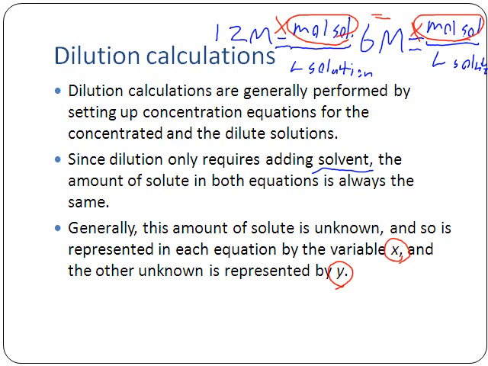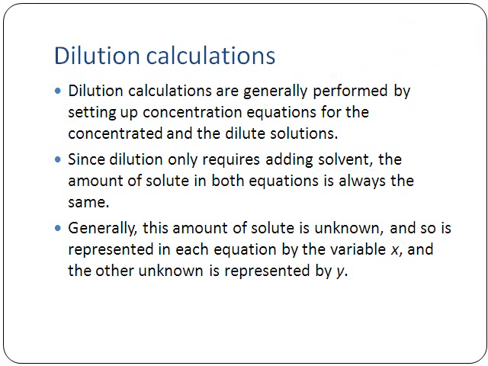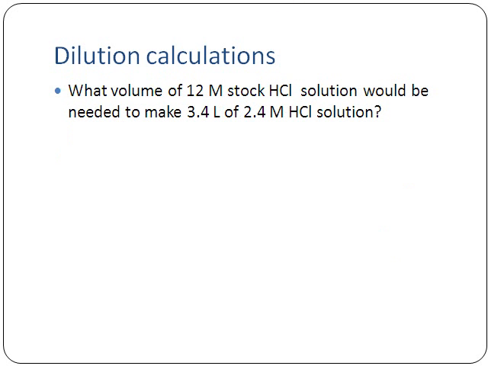So this is what we sort of have to start with here. Let's actually run through a couple of these going forward. In this case, we have: what volume of 12 molar stock hydrochloric acid solution, HCl solution, would be needed to make 3.4 liters of a 2.4 molar HCl solution? So first step here is we said we want to write out two equations. The first one, we have a 12 molar solution, and in the second one, we have a 2.4 molar solution.